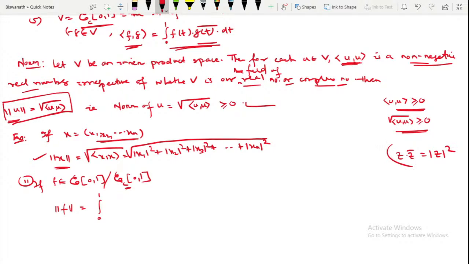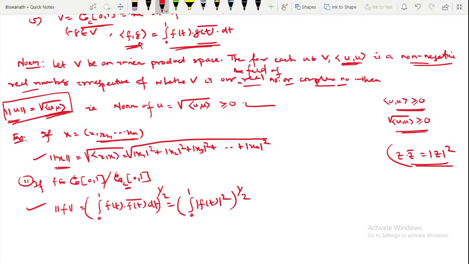We know this property. So if I replace g by f, this will be the integration of f(t) times f(t) bar dt, and whole to the power half, because I am taking the square root. So what will this be? From 0 to 1, f(t) times f(t) bar is mod f(t) squared. So the integration from 0 to 1 of mod f(t) squared, whole to the power half. So this is your norm of f.